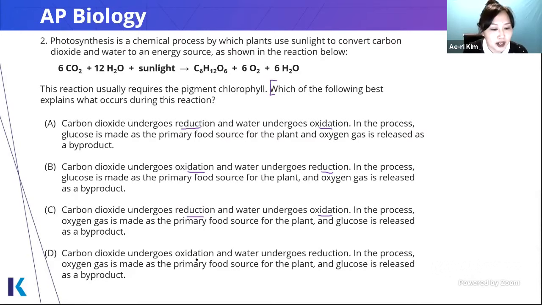So this is one set of pattern. Carbon dioxide and water undergoing certain kinds of reactions, reduction and oxidation. And then it says it's made glucose as a primary energy source and oxygen is released as a byproduct. So that is another set of patterns. And then here in the bottom two, it's reverse, right? Oxygen is made as a primary food source and glucose is released as a byproduct.